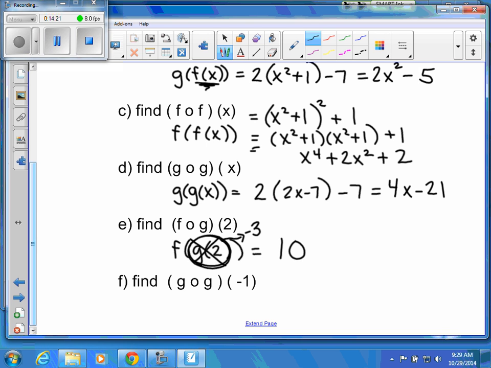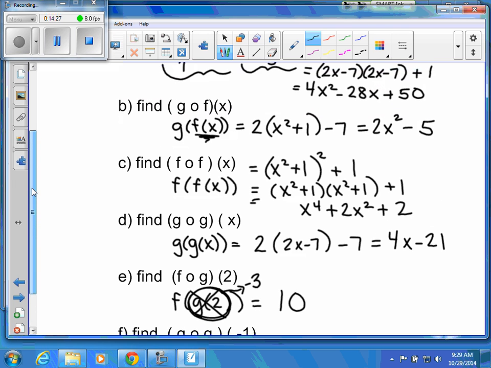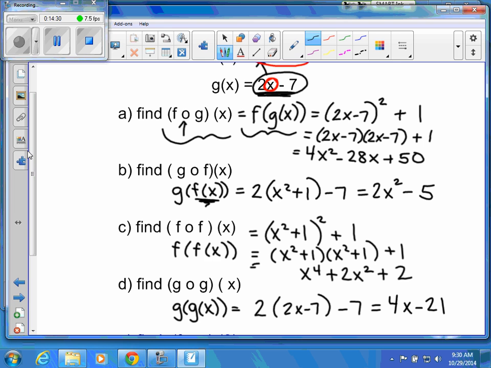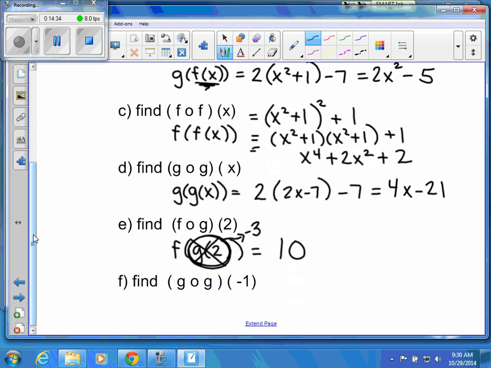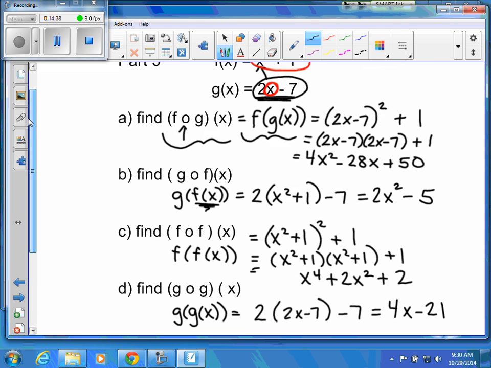Okay, here's the other way you could have done this. I could have gone back into the equation of f of g. Where's the equation of f of g? It's A. I could have plugged a 2 in for all of these x's, and I would have gotten the same answer. You don't have to do it that way, though. You can just plug it in.